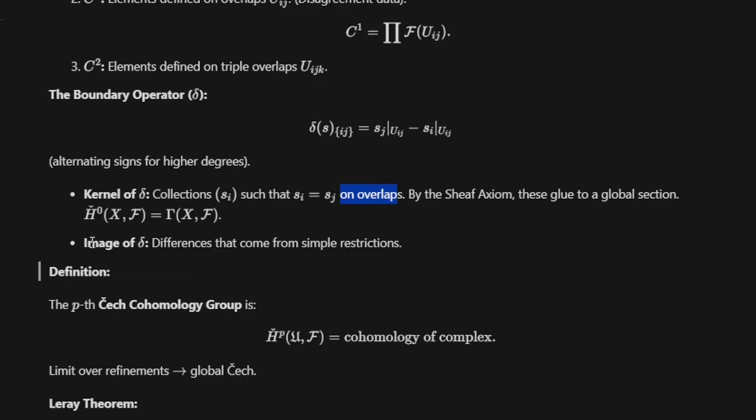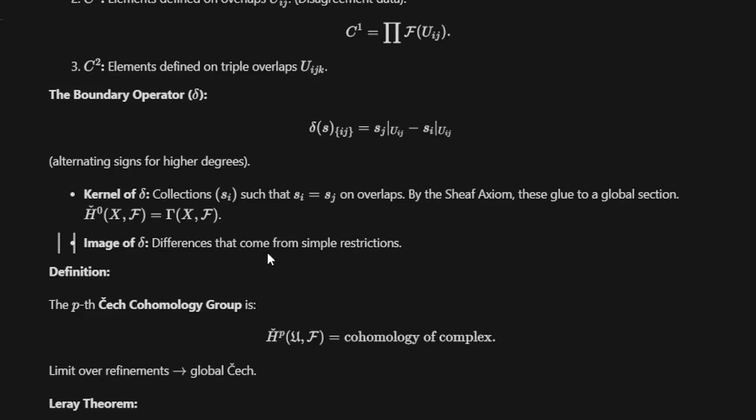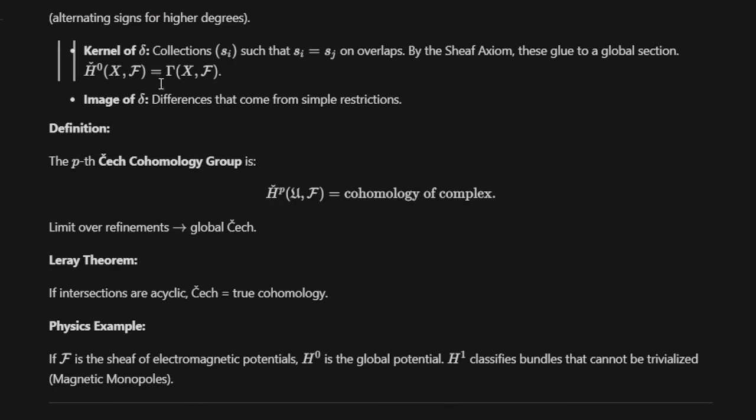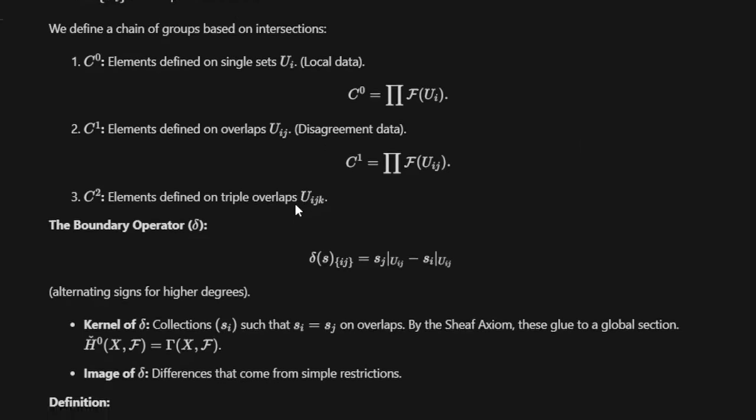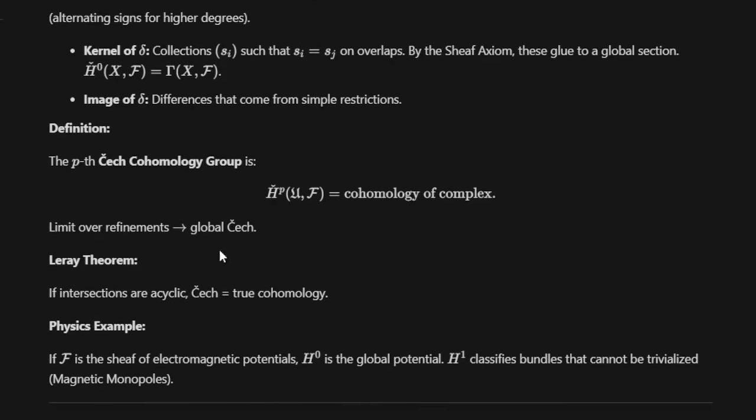So we could have, again, that the cohomology group of the topological space with its presheaf should be equal to some gamma, okay? And we can also have the image of this boundary operator that we're defining as the differences that come from simple restrictions. So let's look at the pth Čech cohomology group. What the Čech cohomology gives us for the pth is that the open cover, or the Čech cohomology of the open cover, is equal to the cohomology of the complex, and this allows us to take the limit over refinements and find a global Čech cohomology.